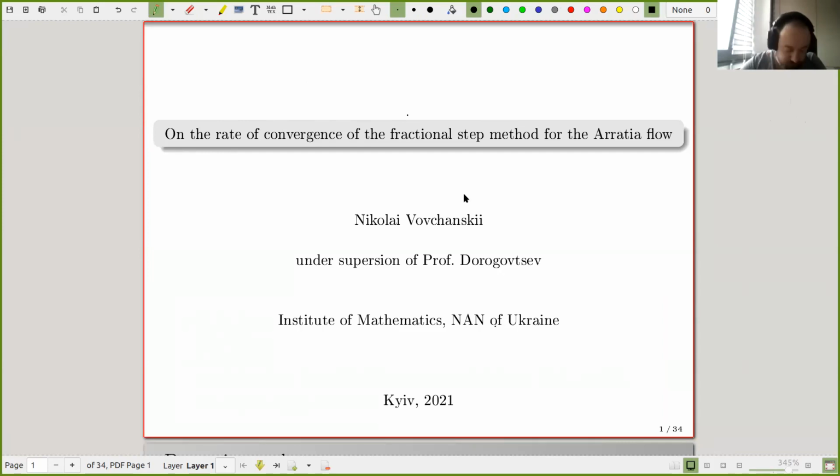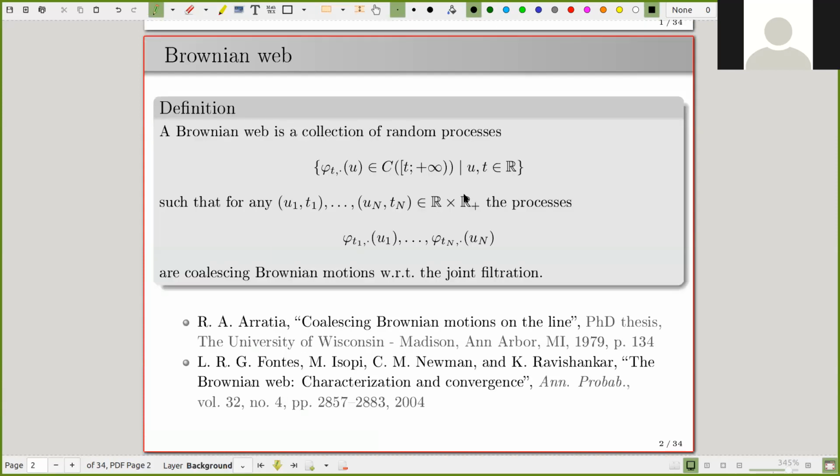What I'm going to talk about today is a part of my PhD thesis defended recently, and it was done under the supervision of Professor Dorogovtsev. So I start with a brief reminder of what the Brownian web is.